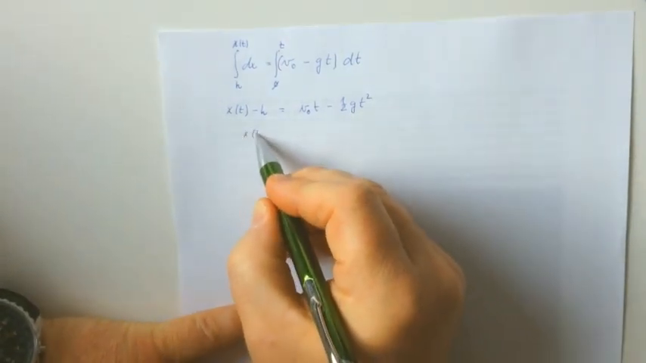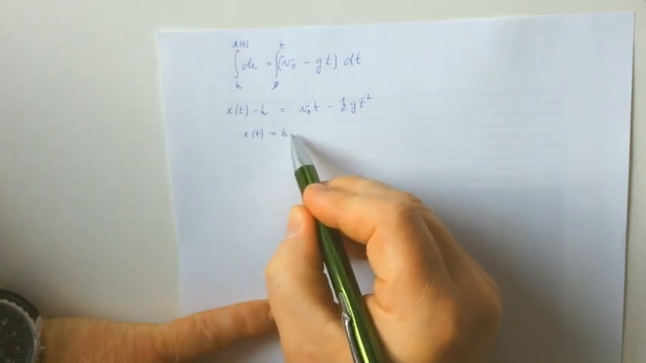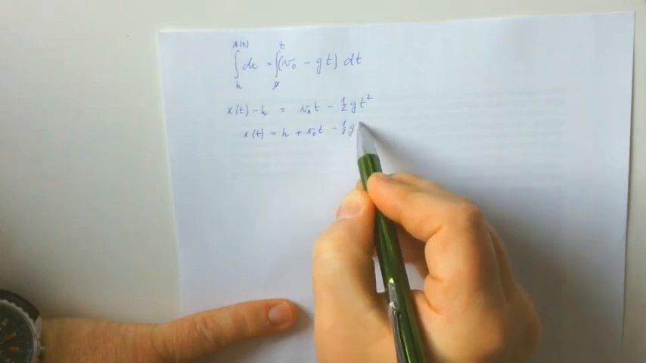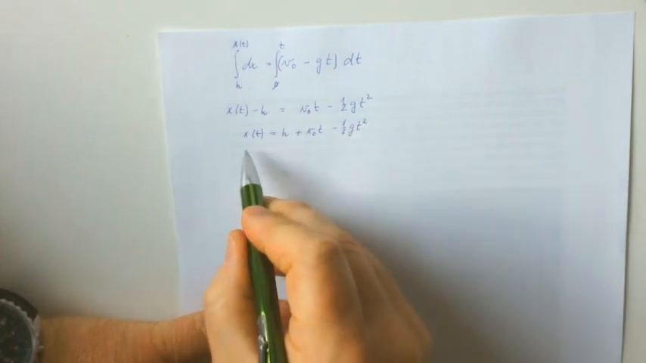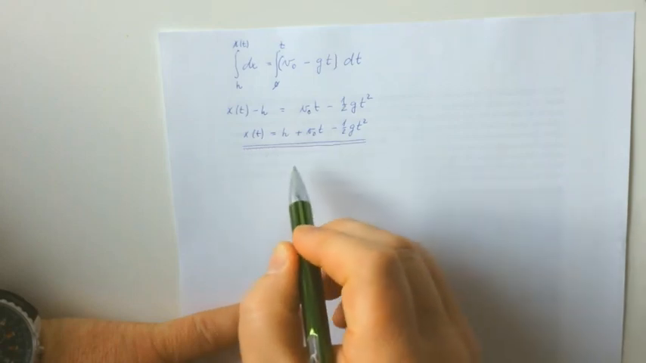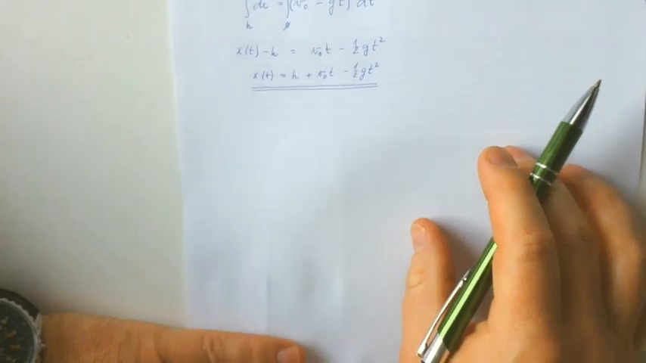So we can calculate displacement in time, so it's h plus v0t minus a half of gt square. Okay, so this is a formula expressing the displacement of a particle in time.